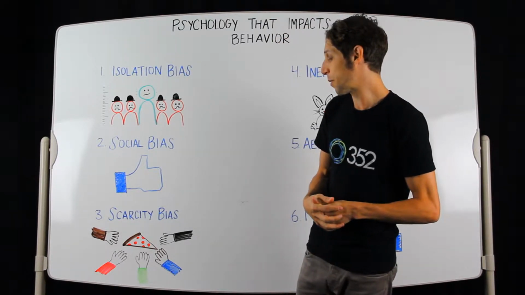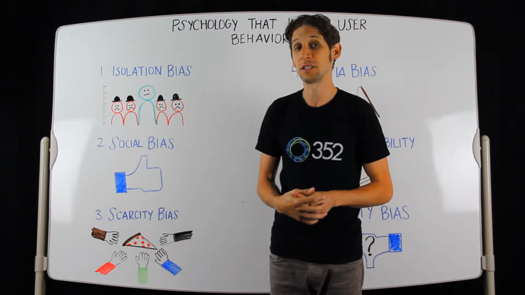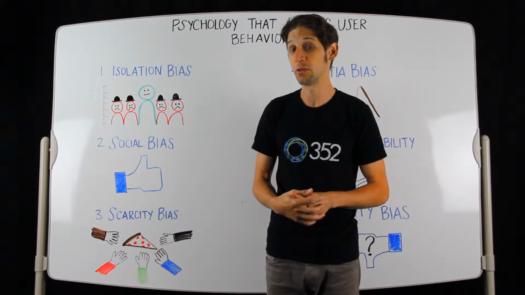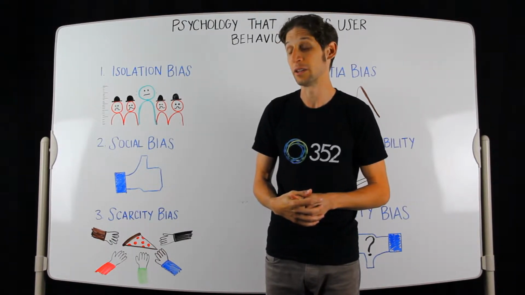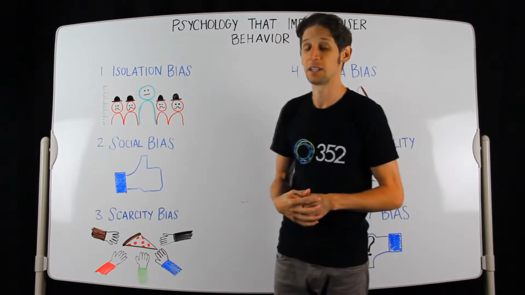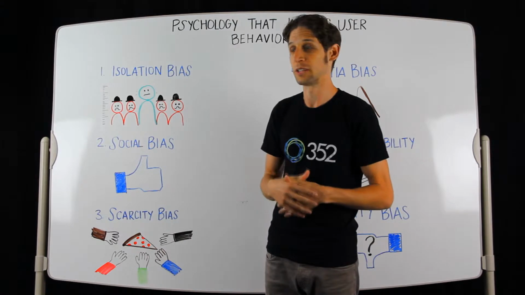The next one is scarcity bias. This is essentially that we tend to gravitate towards things that are going to be running out soon or are already gone. We tend to place a lot of value on them. And e-commerce sites take advantage of this by alerting you that there's only 2 left or time's running out.